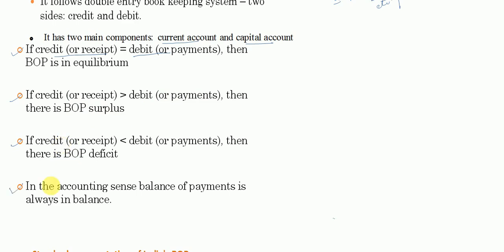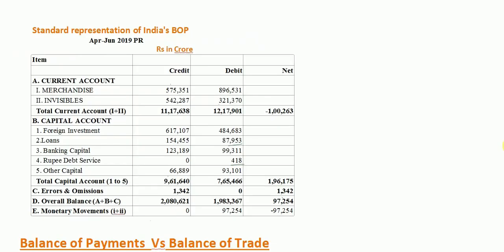But most importantly, balance of payment is always balanced in the accounting sense, even if it is not in equilibrium, because the balance of payment is made equilibrium by making some adjustment in the capital account. I will show you the detailed process of how a balance of payment is balanced when it is deficit or surplus in reality. This is the standard representation of India's balance of payments in the quarter April to June 2019.